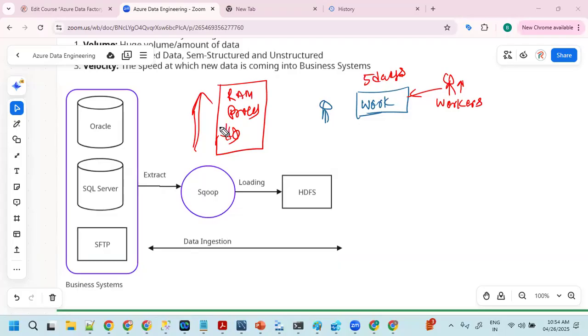So how distributed processing is going to work is that the same work can be given to multiple persons. Let's say I have 5 workers, and I'm giving this entire work to these 5 persons. Now the work is going to happen in parallel. Everyone is not going to depend on others. Every person is going to work independently. My work will be completed in 1 day. I'm just taking an example.